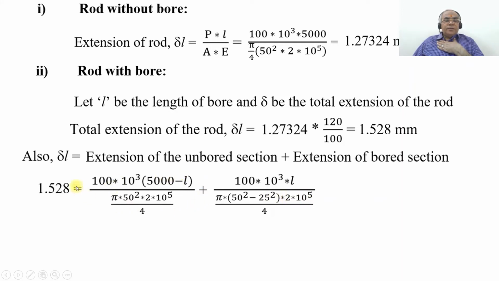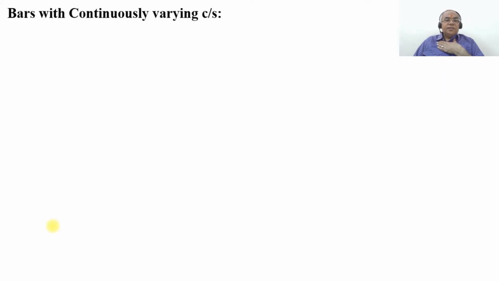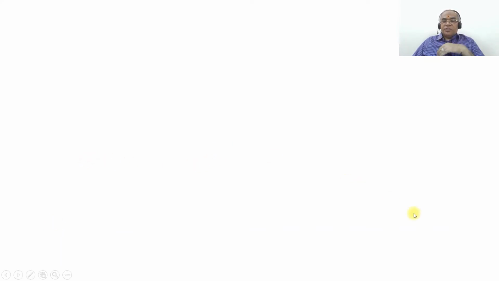All the parameters are known except L. When you simplify, you get 2.5465 into 10 to the power of minus 4 into (5000 minus L) plus 3.3953 into 10 to the power of minus 4 into L, equal to 1.528. Therefore, the length of the bored section L will be equal to 3000 mm, which is equal to 3 meters. This is how you calculate the length of the bored section.